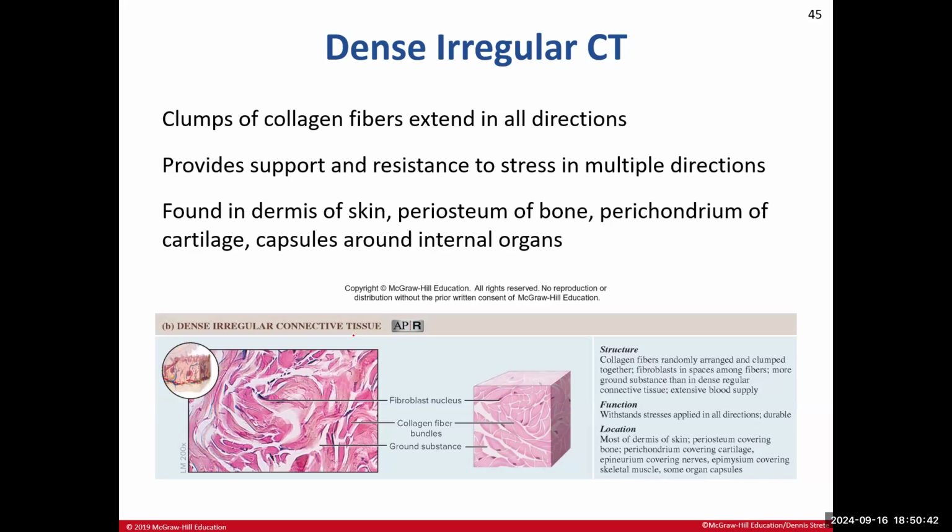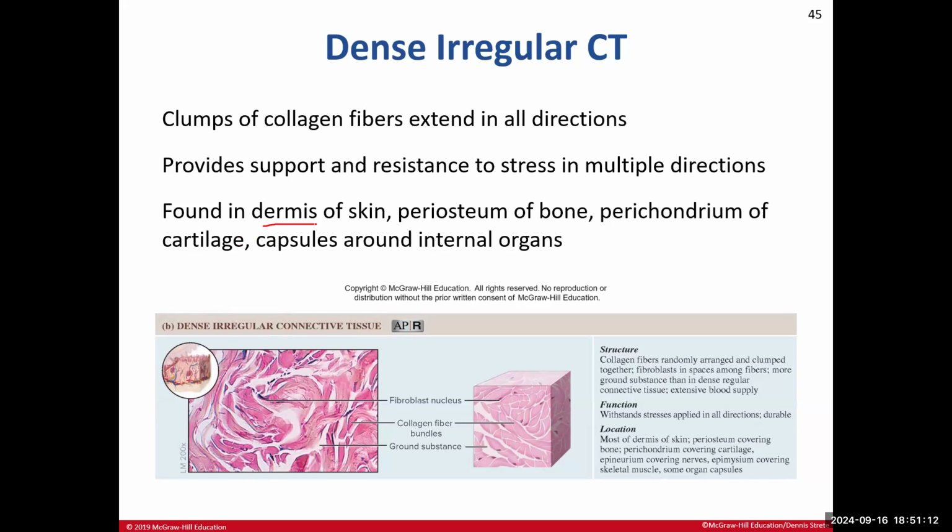Multi-directions. All right, so where do we find it? In the deeper layer of our skin called the dermis. And then you're going to see it surrounding different organs and different structures. Remember what I told you, if you're reading something in the literature and it says something about a capsule around, like the kidney, for example, that capsule is most often going to be made up of dense irregular connective tissue. There's a capsule around your adrenal gland. Same type of thing. It's going to be made up of that dense irregular connective tissue.